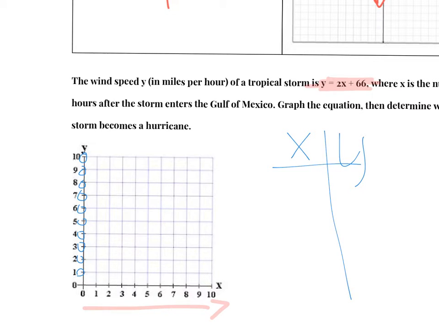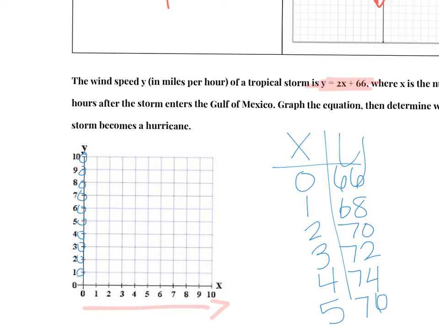And I would pick maybe 0, 1, 2, 3, 4, and maybe 5. And you're going to plug those into the equation. So every time you see x, you're going to plug in the 0. So 2 times 0 plus 66 is 66. Go ahead and fill in the rest of those, and then we can see if yours match. Okay, so those are the numbers that you should have.